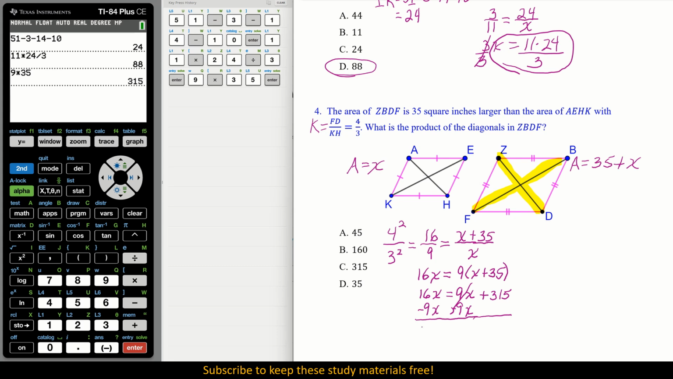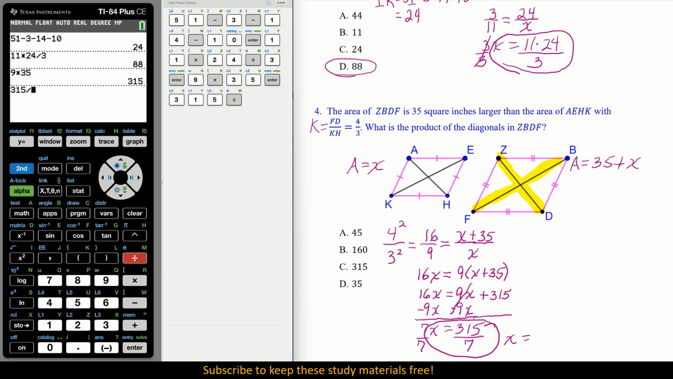Okay, so cancel out. So now we have 7x equals 315, divide by 7 on both sides. And that will give us the value of the x. So 315 divided by 7 is 45. And yes, that is correct. Okay, but we are not finished. I know that that's option A, but that's just not the case.